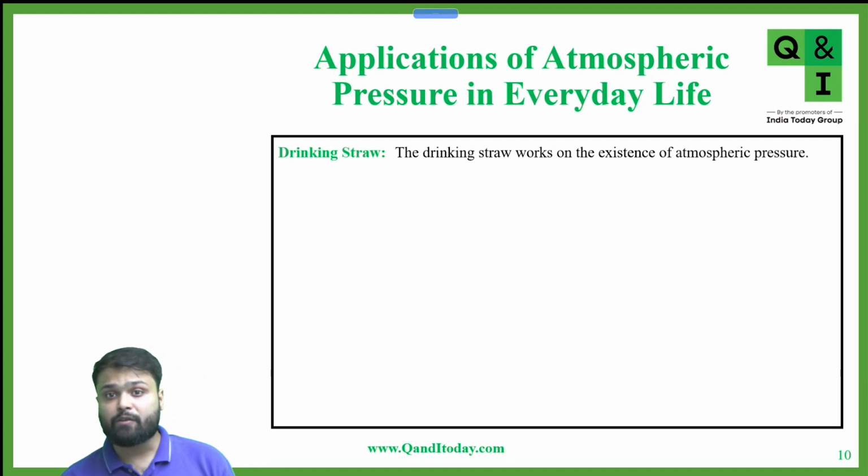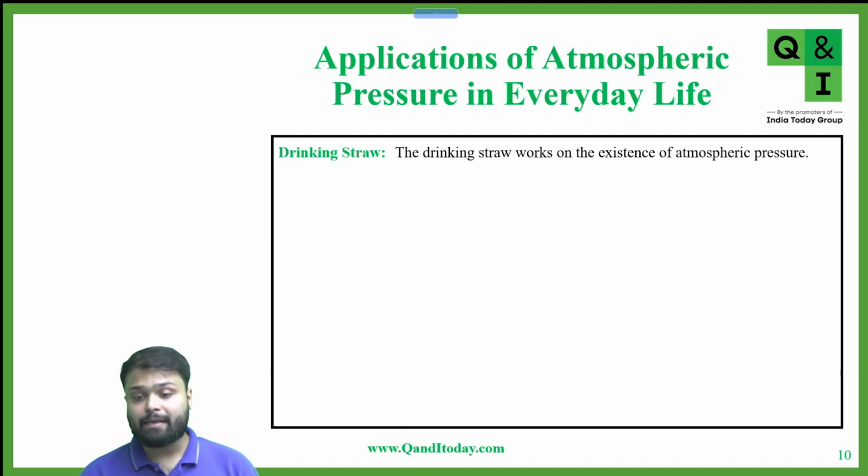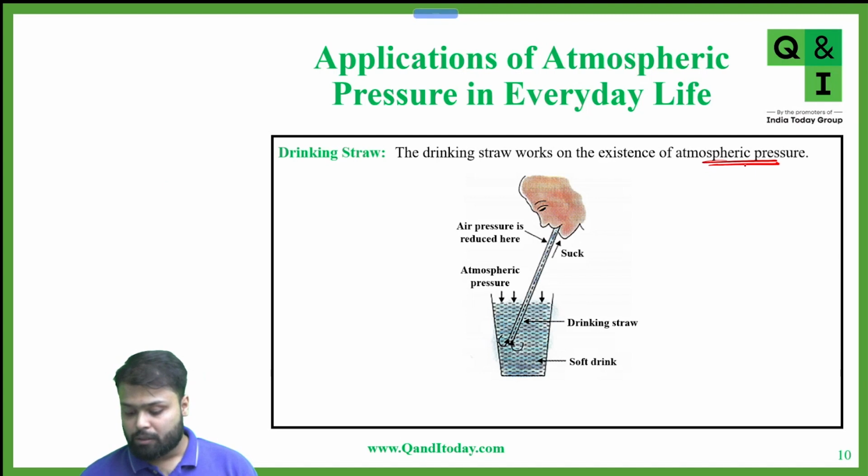So the first one is the drinking straw. The drinking straw works on the existence of atmospheric pressure. How? Suppose there is a glass with a soft drink inside, and we want to suck this soft drink with the help of this straw. As we suck, the air inside the straw, or you can say the pressure inside the straw, becomes less.